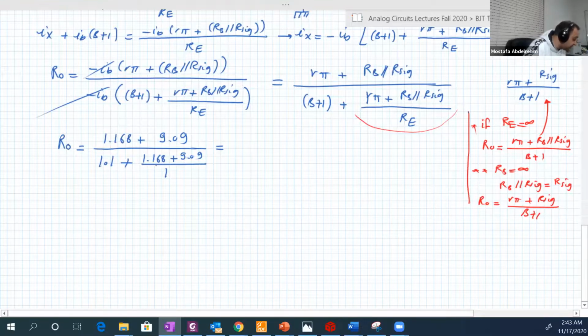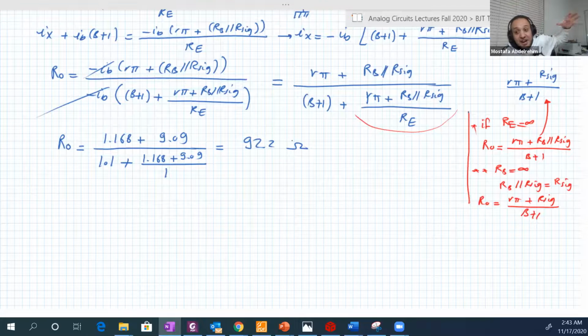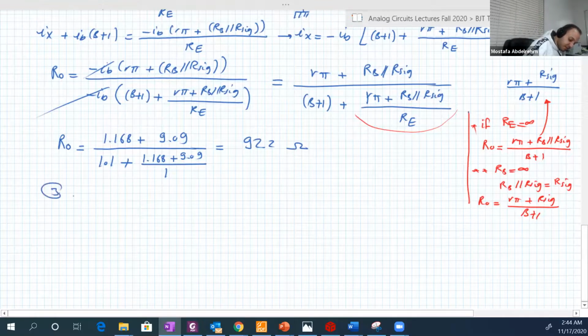So if you did the math here, the output will be 92.2 ohms, not kilo ohm, 92.2 ohms. Which is very small. So the R input was around 33 or 34 kilo ohms, and here RO is in ohms, 92 ohms, very small.